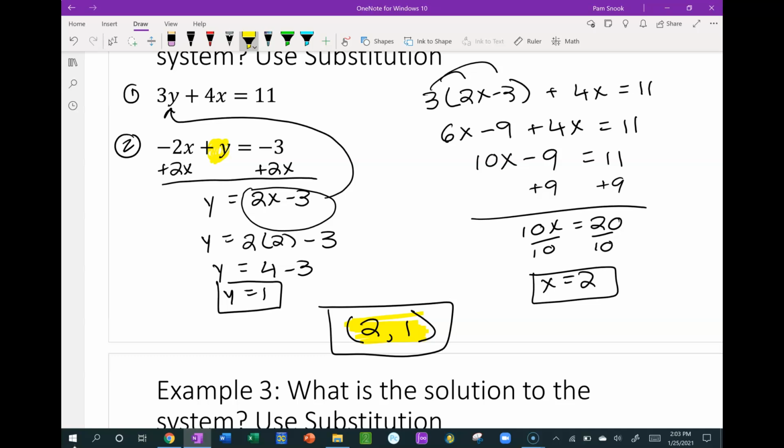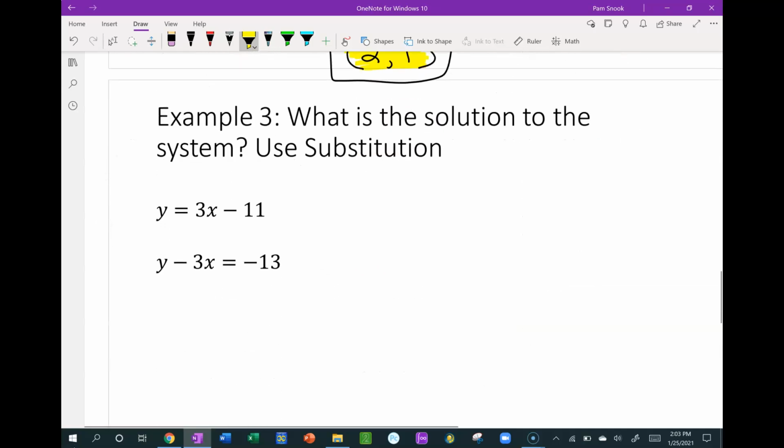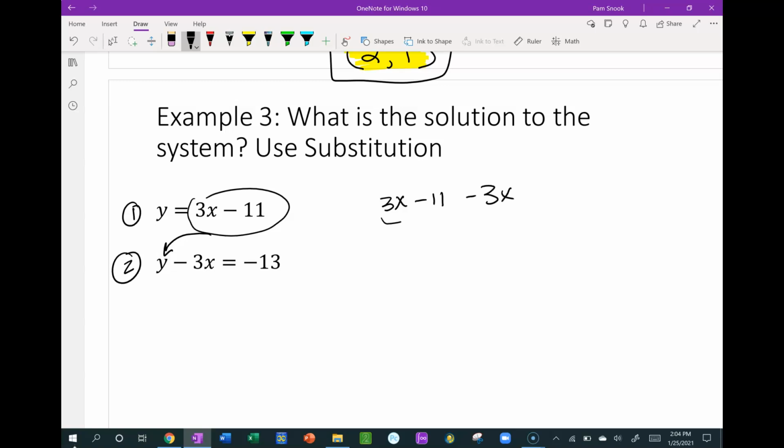All right, next one. We're going to use substitution to solve this system. And again, I have 2 equations. Look at the equations. You should see that equation 1 is already solved for y. So plug equation 1 into equation 2. I'm going to get 3x minus 11 minus 3x. So just as a reminder, this was y. I have minus 3x equals negative 13.